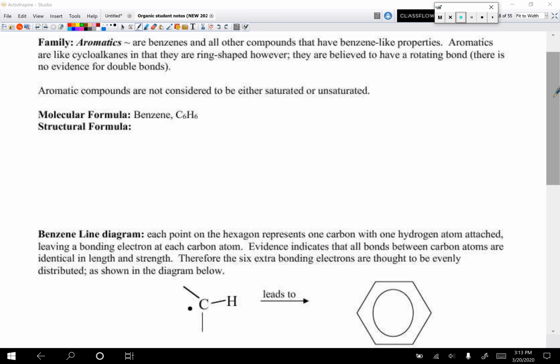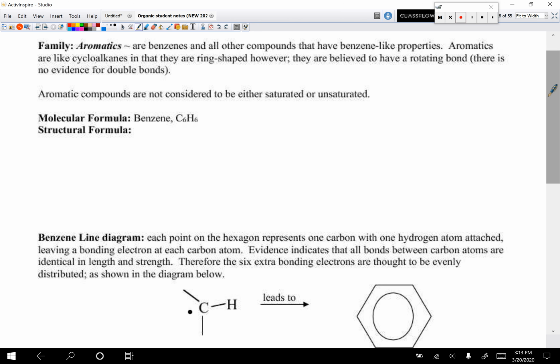All right, welcome back. So today we are going to be looking at the organic family known as aromatics. These right here are benzenes and all our compounds that have benzene-like properties. Of course, we're going to have to look at what benzene is and some of its properties as well, and why aromatics have their own classification.